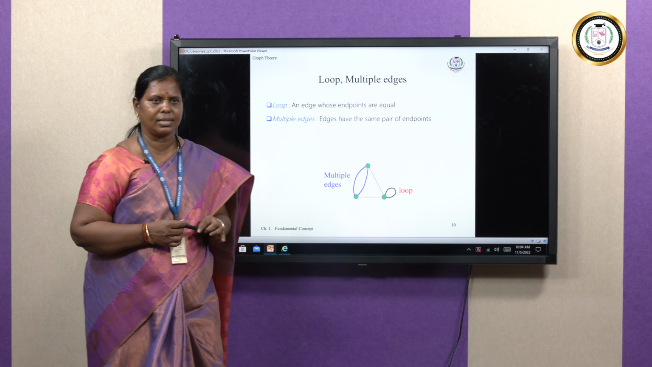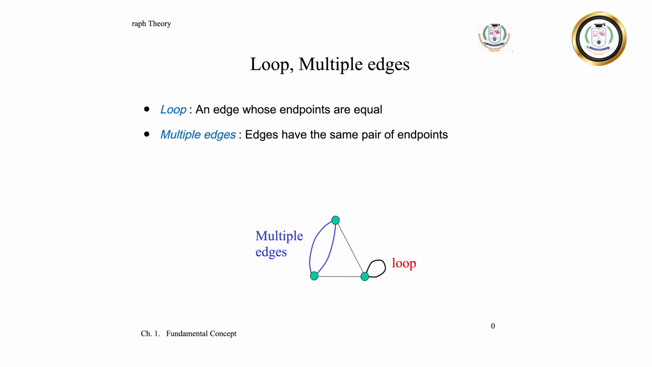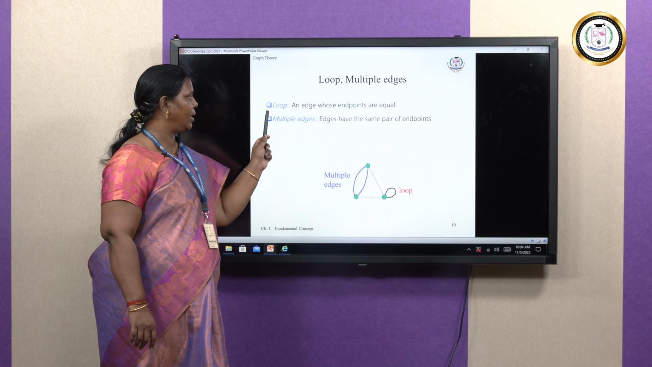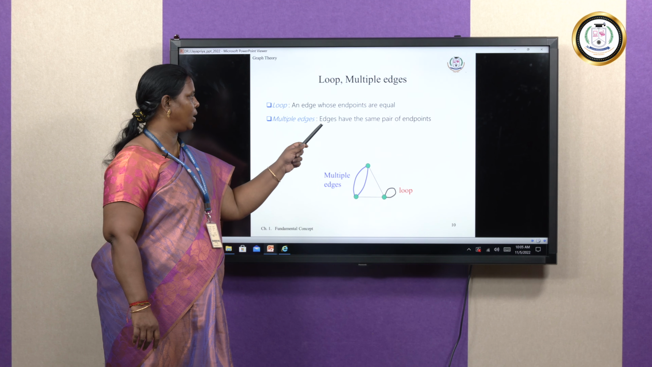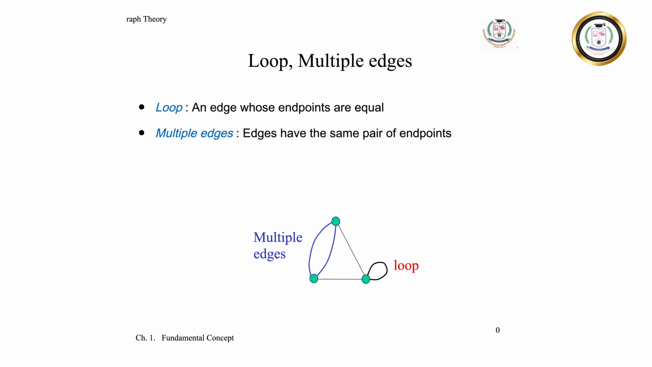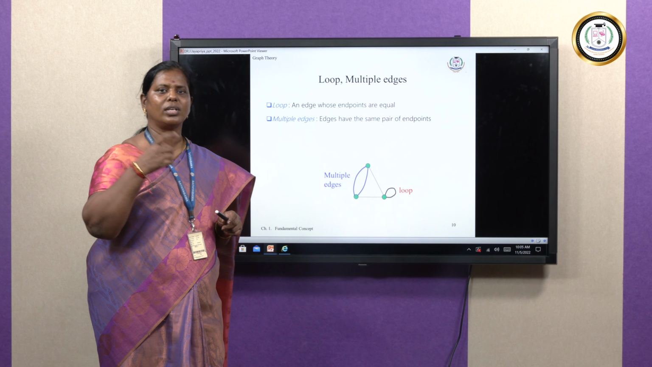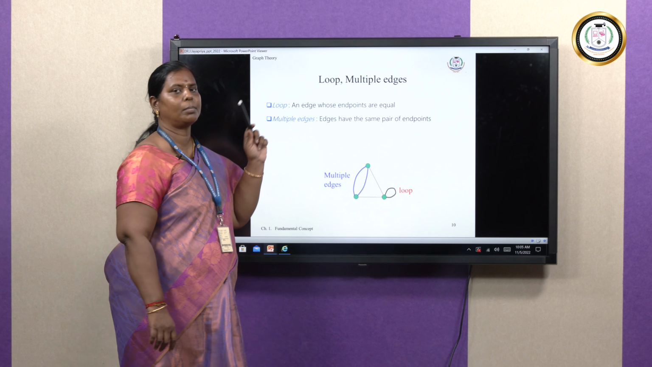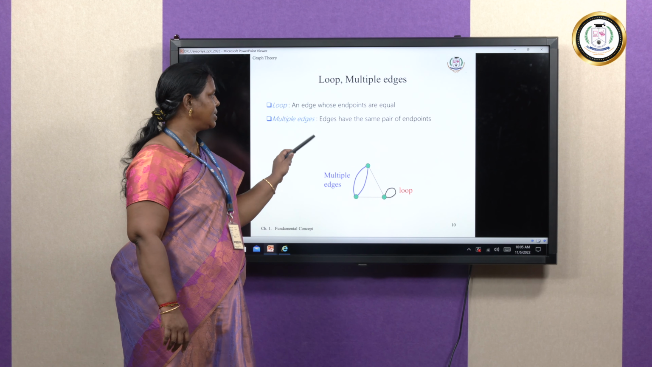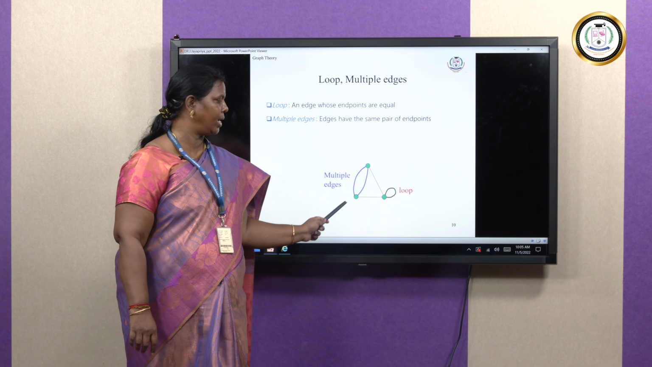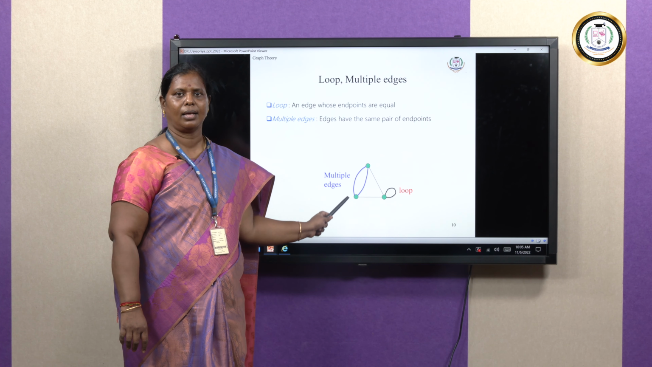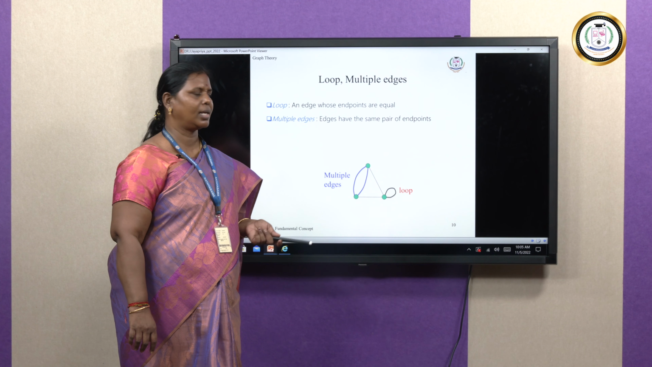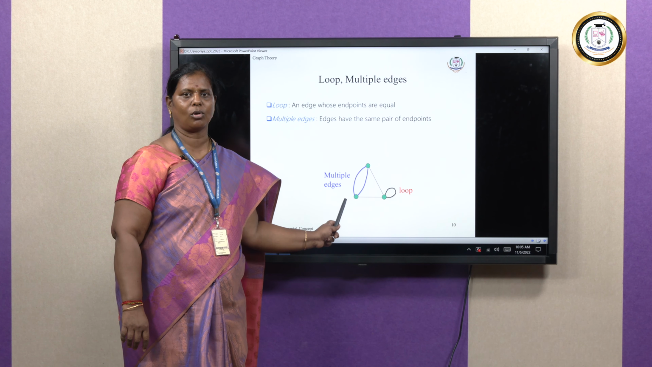Now we'll look into some results under the different types of graph, namely what is a loop and multiple edges. An edge whose endpoints are equal, we call it a loop. You can notice here, you take an edge; if the endpoints are equal, we call it a loop. Similarly, what is a multiple edge? In a multiple edge, the edges have the same pair of endpoints. You can notice this is a multiple edge. So a loop means an edge whose endpoints are equal, and multiple edges mean edges having the same pair of endpoints.